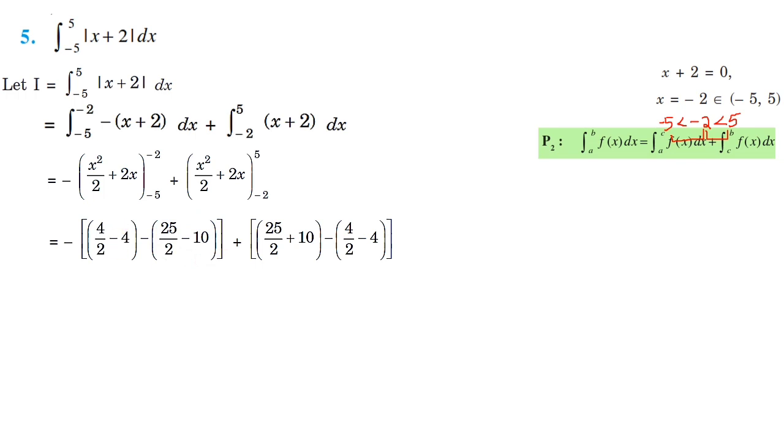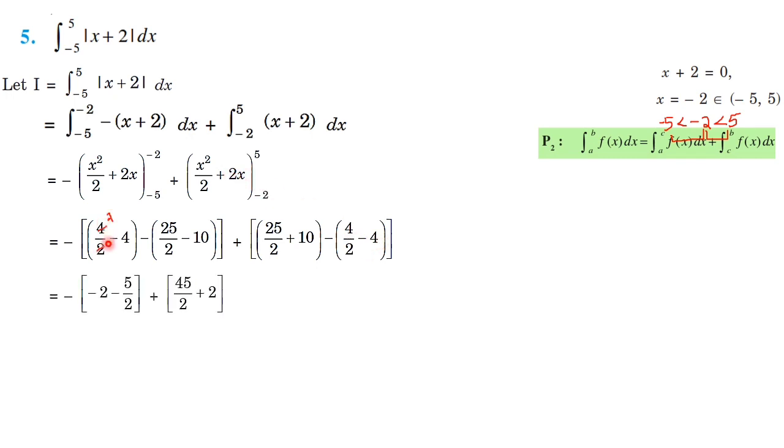When we apply the limit, x square, that is minus 2 square is 4, so 4 by 2. Then plus 2 into minus 2 is minus 4, that's why this minus 4 came. In the same way this minus 10 also came here. Applying the upper limit 5, 5 square is 25 by 2, plus 2 into 5 is 10. Minus the lower limit, minus 2 square is 4 by 2, then plus 2 into minus 2, which is minus 4.